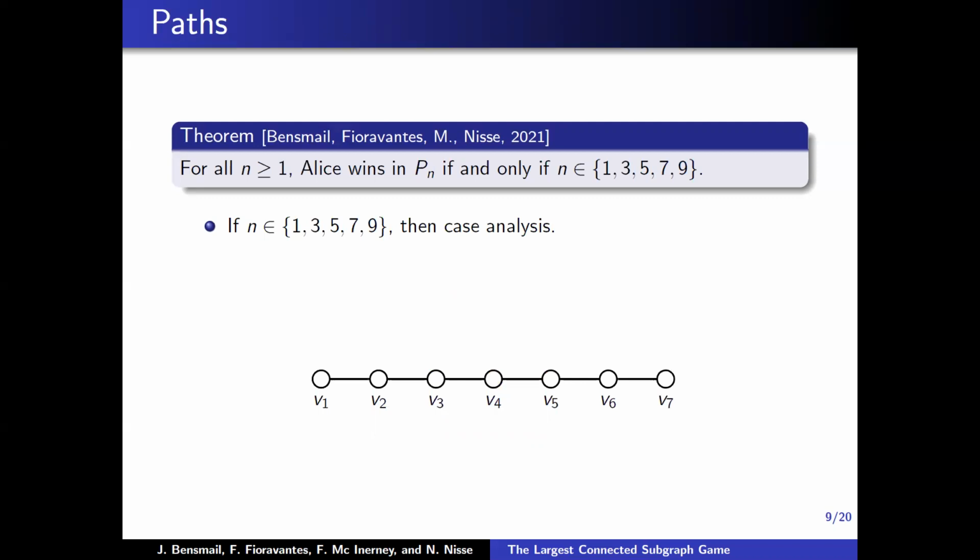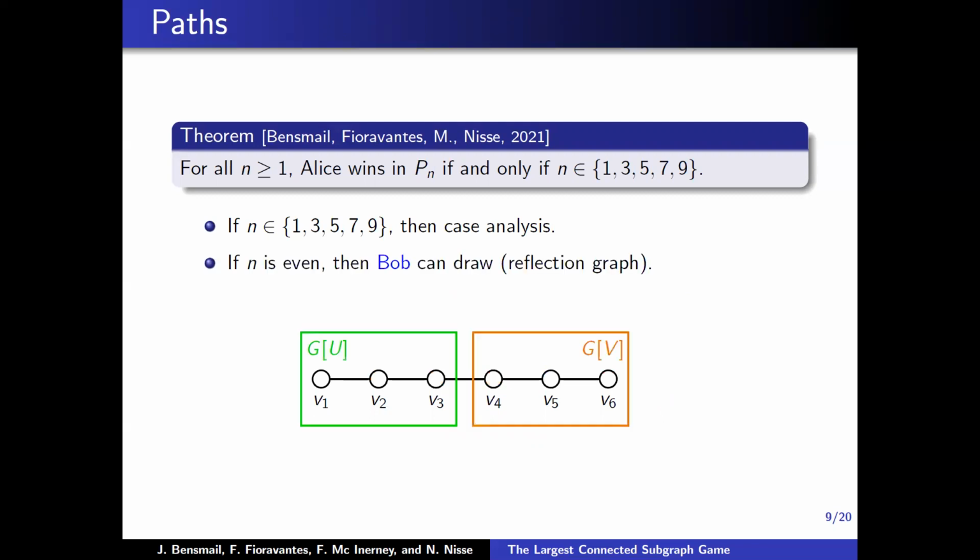For 7 vertices, there are multiple cases, but if we just take this case, then Alice will cover V6, forcing Bob to cover V5, as otherwise she will get a connected component of size 3. And then Alice covers V2, and clearly she wins again. When n is even, what you can notice is that the path is a reflection graph, and so Bob can force a draw. So the only case left to do is to show that Bob can force a draw when n is at least 11 and n is odd.